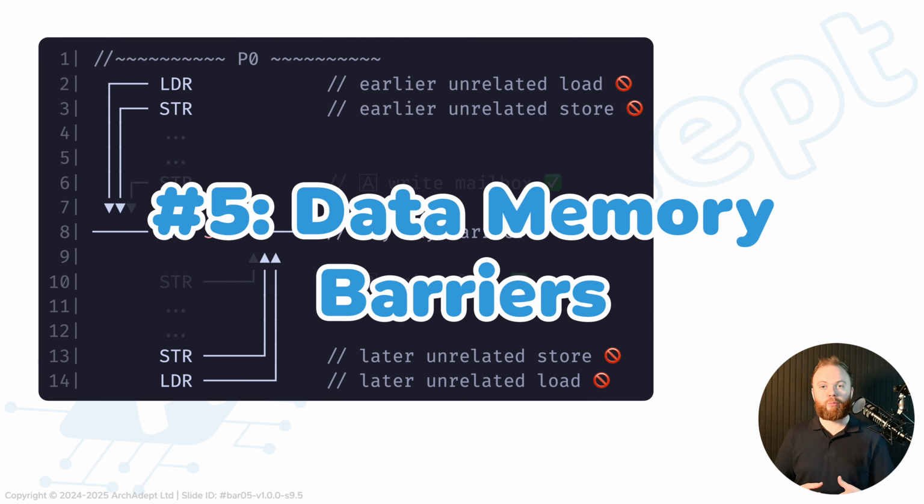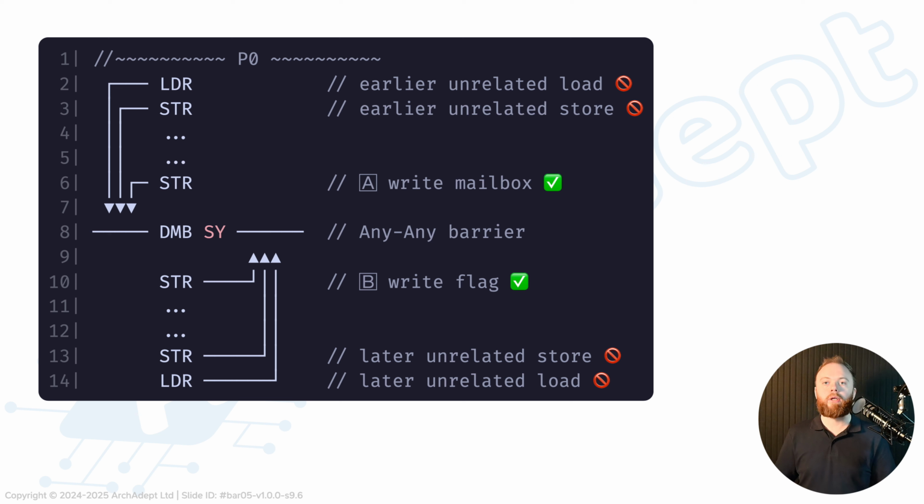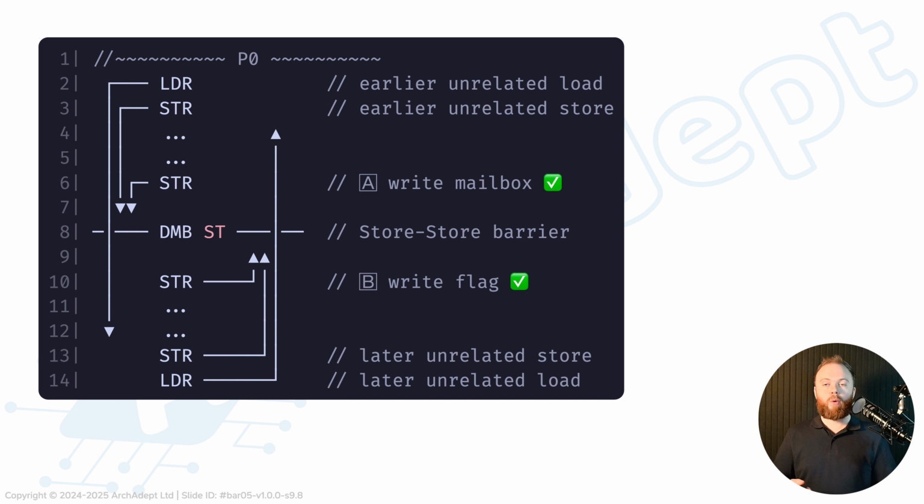There are potential performance implications to unnecessarily enforcing stricter ordering than what's actually required. So we can do better here. Although clearly we cannot do better by using a DMB LD, because a DMB LD has load any scope, which means the write to the mailbox would be permitted to freely be reordered across the barrier, and may therefore end up being observed after the write to the flag. But what we can do is use a DMB ST.